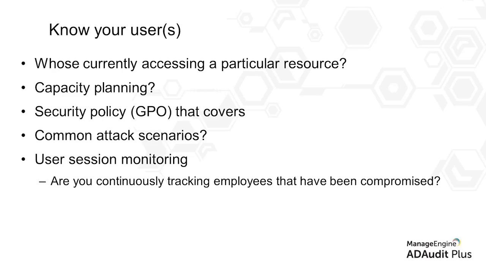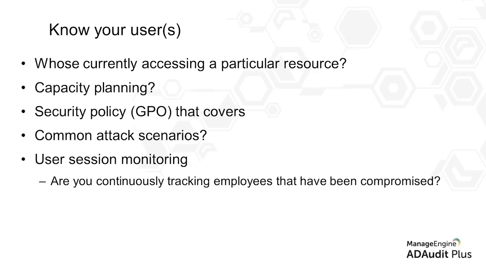So as an administrator, where should you start? The first thing is know your users. Who's currently accessing a particular resource? How do you backtrack on this particular question? You first have to run through the ACLs and ACEs and run through their permissions. Get to know who's currently accessing a particular resource. Who could log on to these domain controllers? Who could log on to these computers? Who could access these file servers? So you need to run through the permission list against Active Directory.